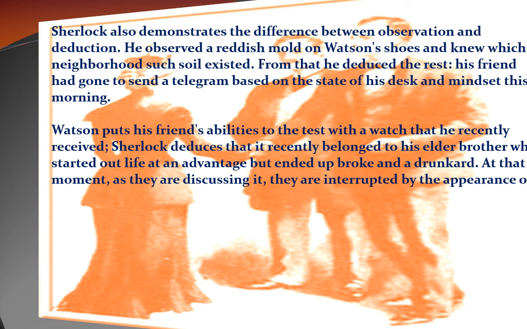Watson puts his friend's abilities to the test with a watch that he recently received. Sherlock deduces that it recently belonged to his elder brother, who started out life at an advantage but ended up broke and a drunkard. At that moment, as they are discussing it, they are interrupted by the appearance of Miss Mary Marston, who has a case for Sherlock to solve.